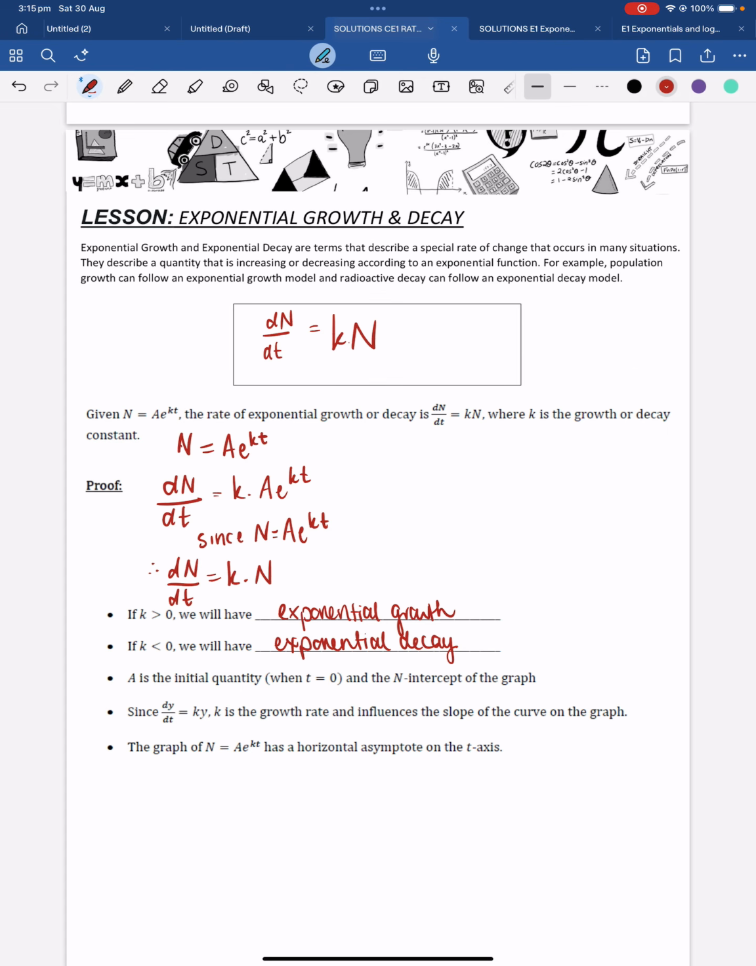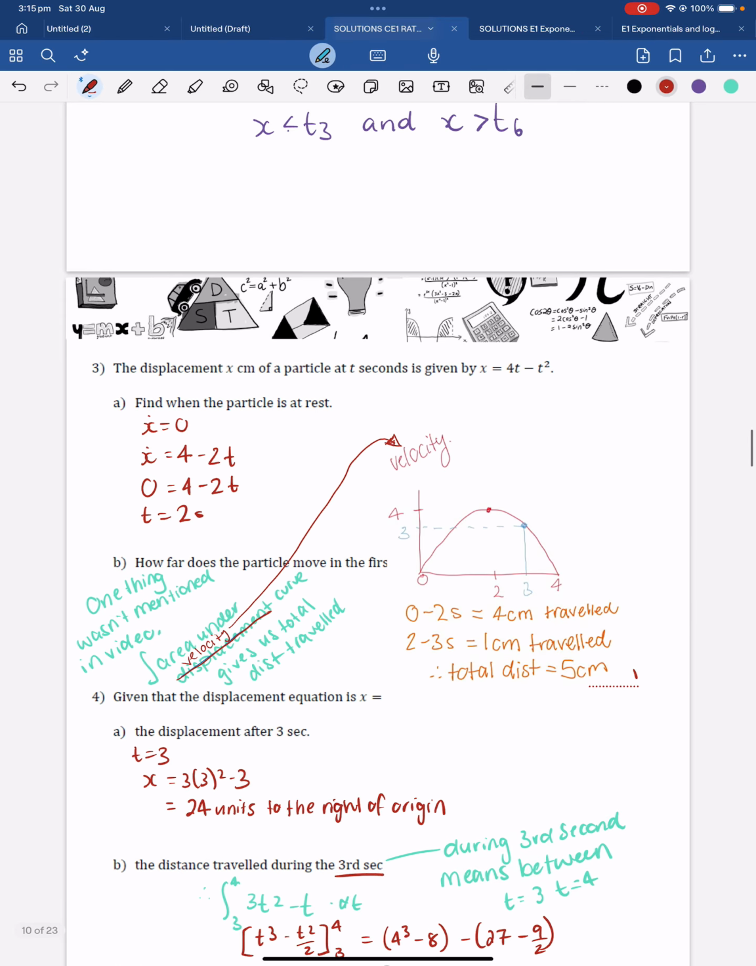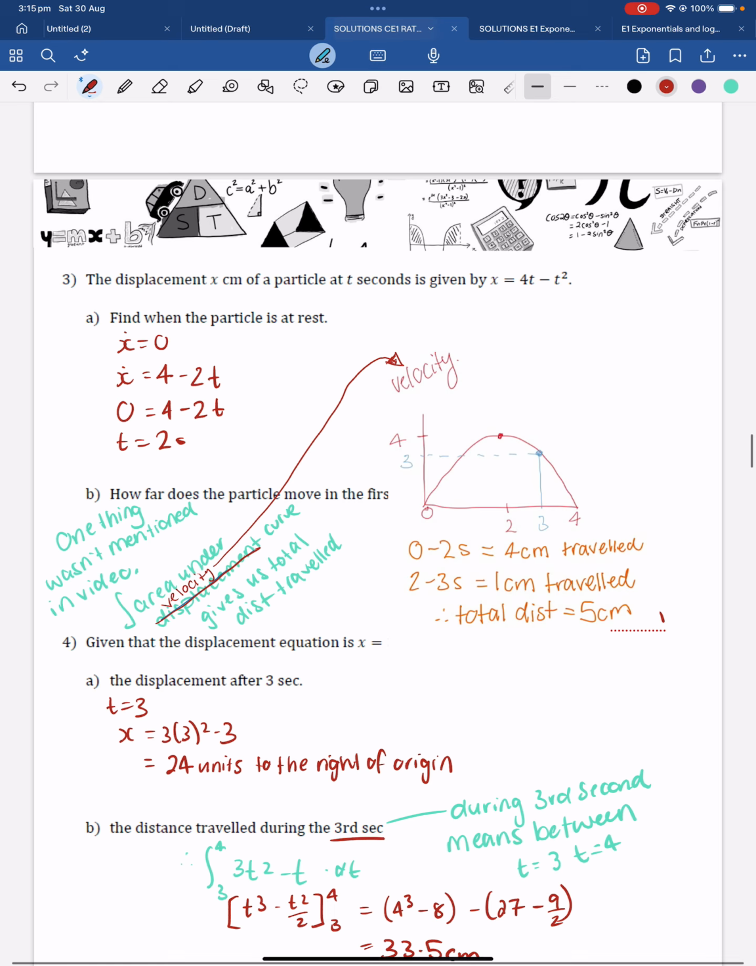Hey guys, so today I'm going to look at the next part. We've got exponential growth and decay. Before we jump into that, I do just want to go back to this question 3b, just fixing up an error I'd made in that last video.